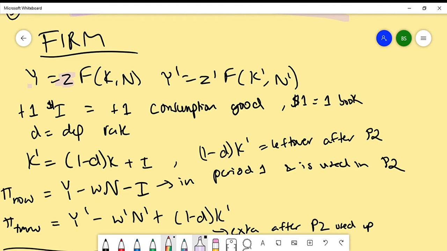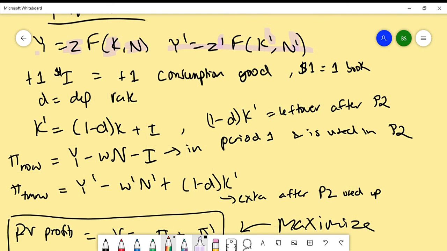And then same thing for the future, basically just add an apostrophe to each of the factor productivity, the amount of capital that you'll have in the future, and the amount of labor that you'll have in the future. Also, there's investment in this. Investment could be putting money into machines to make them better, for example repairs and maintenance for machines to make sure that they actually work for longer. So that's what investment is.